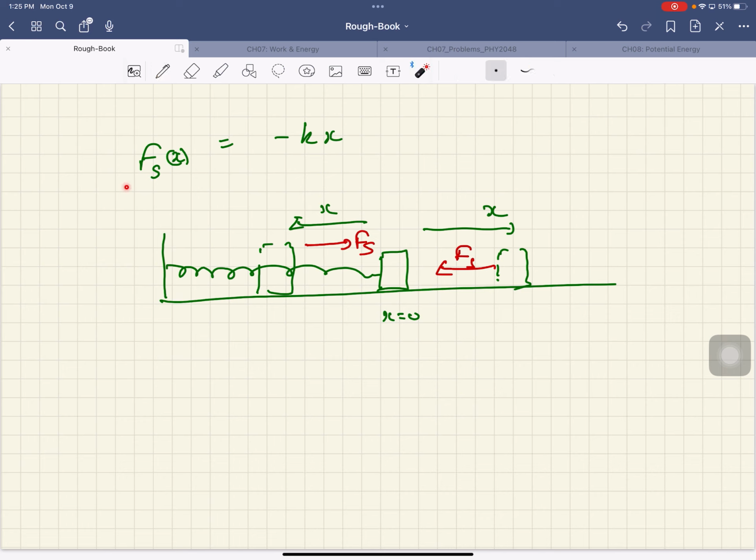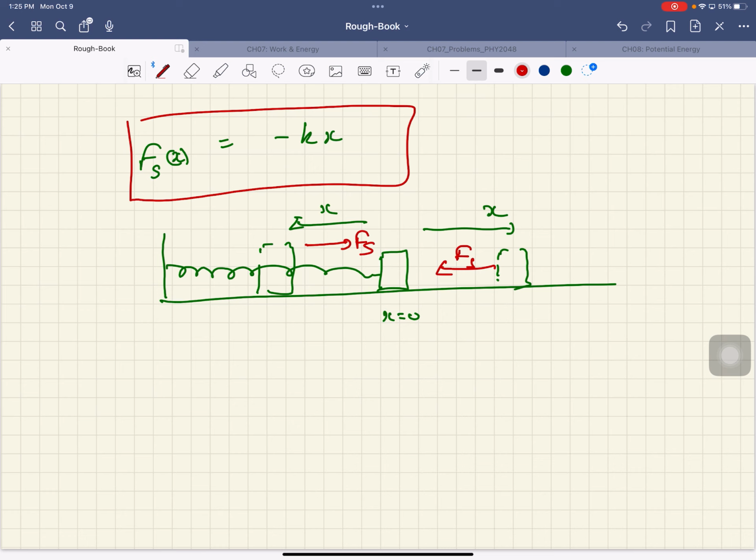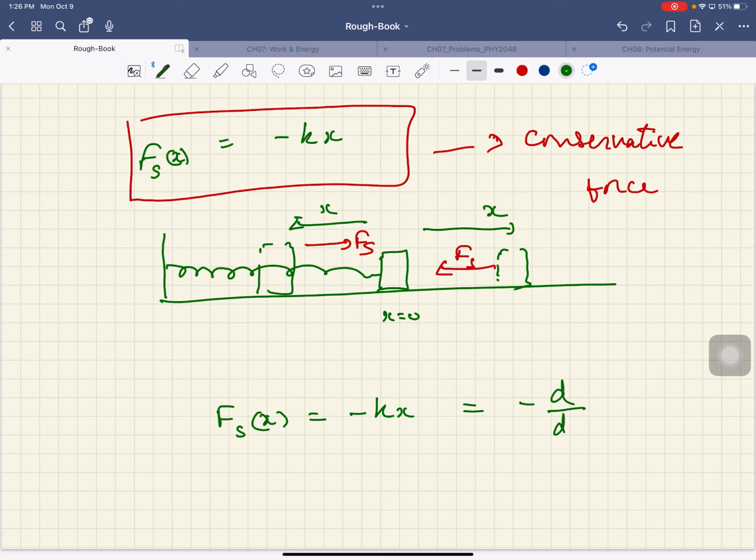All right. We call this force, what kind of force is this? Conservative force? It's a conservative force. If it's a conservative force, what should be true? Very good. It's the derivative of a function. And so let me show you. F(x) equal to minus kx is the negative derivative of this function.